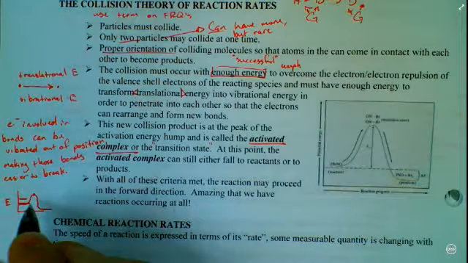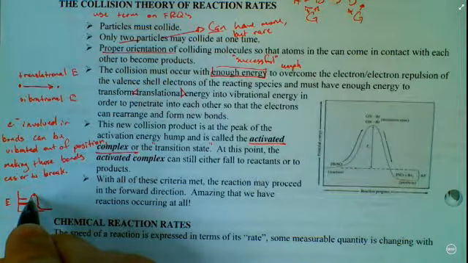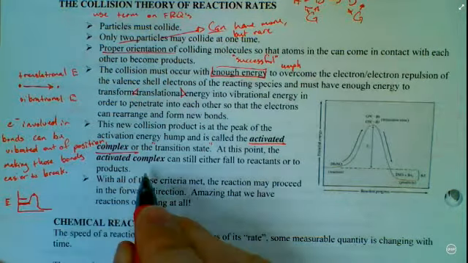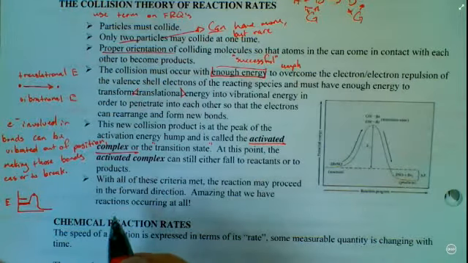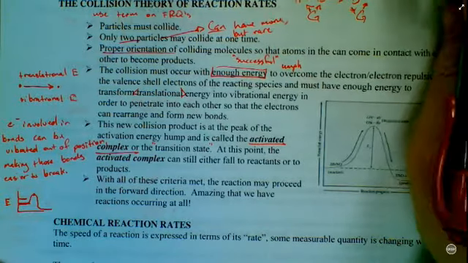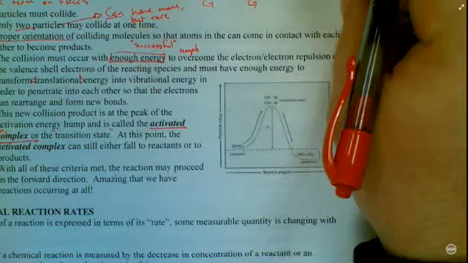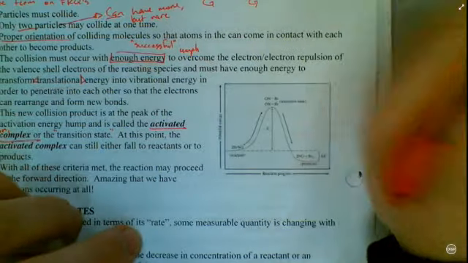But once we reach the peak of this activation energy bump, the activated complex can either fall to reactants, right, fall back, or can move forward to the product. So let's take a look at this graph here.